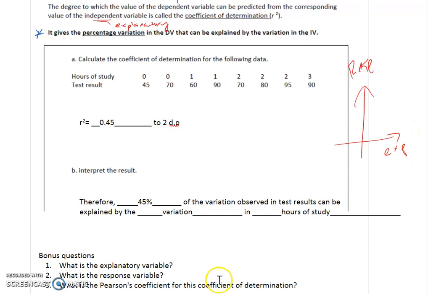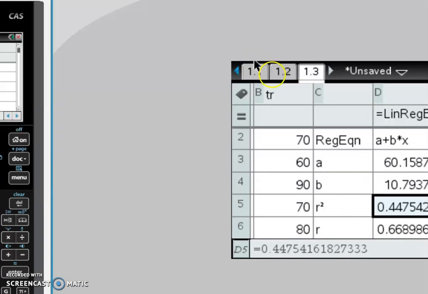What is the Pearson's coefficient for this coefficient of determination? Okay, so I'm just going to use the rounded value here, and you'll see that in your spreadsheet it's given to you. R is 0.66. Okay, it's a positive value because as you study more, your test result seems to increase.